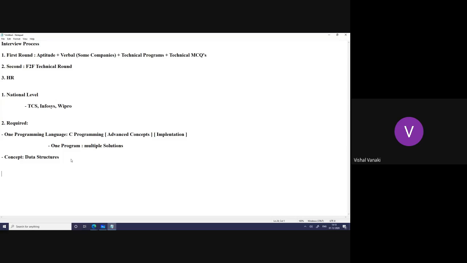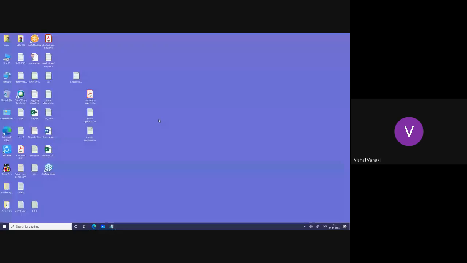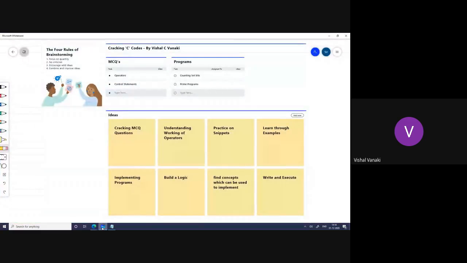Now, coming back to what we are planning to do in this workshop: the workshop has been arranged as cracking C codes. There are two things you have to concentrate on most importantly. One is MCQ questions that you have to prepare, and another one is programs.